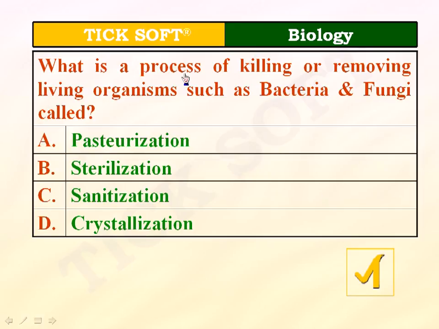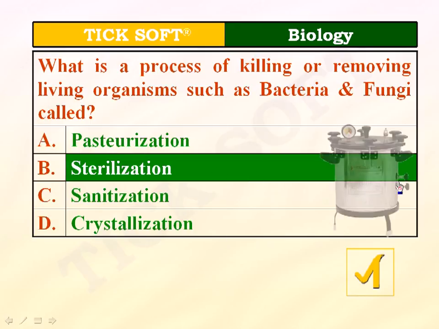So the question is, what is the process of killing or removing living organisms such as bacteria and fungi called? It is called sterilization. This is the autoclave method. This is one of the apparatus used in the microbiology lab for sterilization. So the correct answer is sterilization.